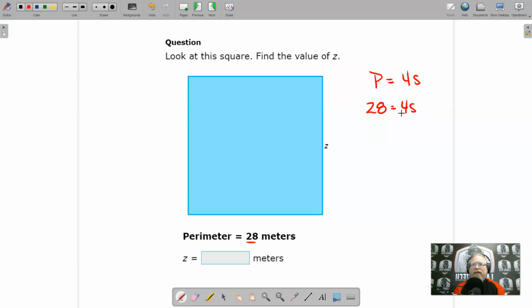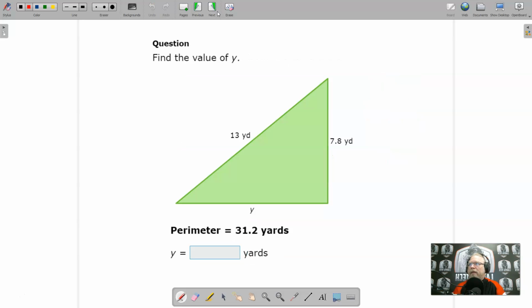Now, to isolate the variable s, which represents the side length, we need to divide by 4. What we do to one side, we're going to do to the other. The 4s cancel each other, leaving us with s on the right, and 28 divided by 4 is 7. So we know that the value of z is 7, which means that all 4 sides are worth 7. So 7 times 4, is that 28? Indeed it is, so we know our math is correct.